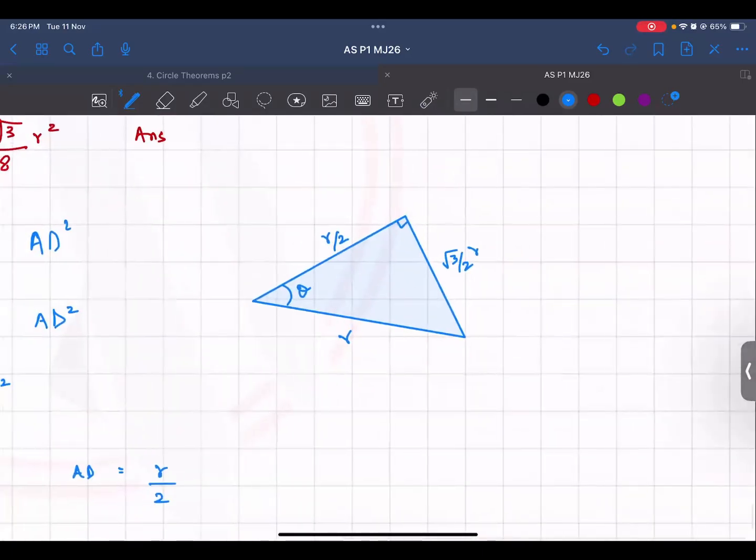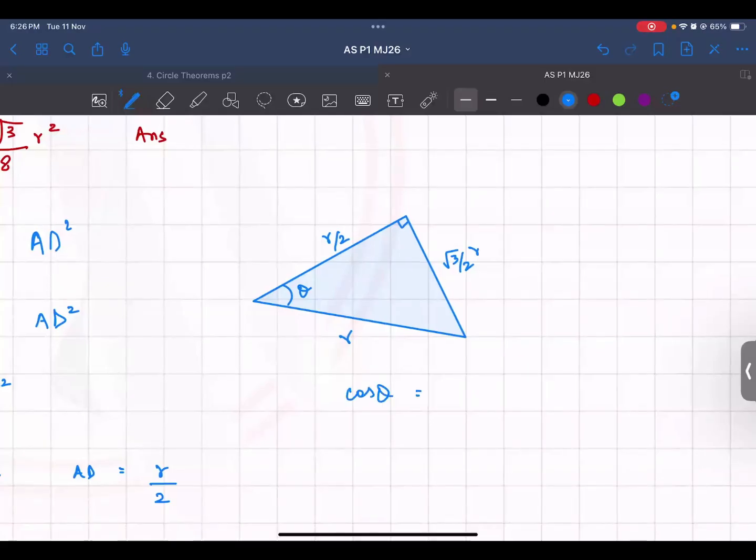So you can use cos theta equals adjacent upon hypotenuse. R and R cancel out, so your theta will be cos inverse of half, and this would be in radian mode. How much is this? Use your calculator. Cos inverse of half. It will be pi by 3.